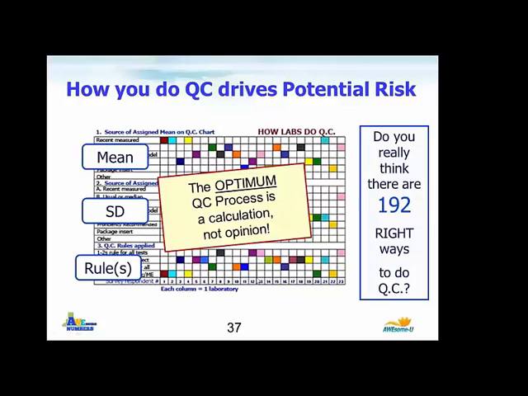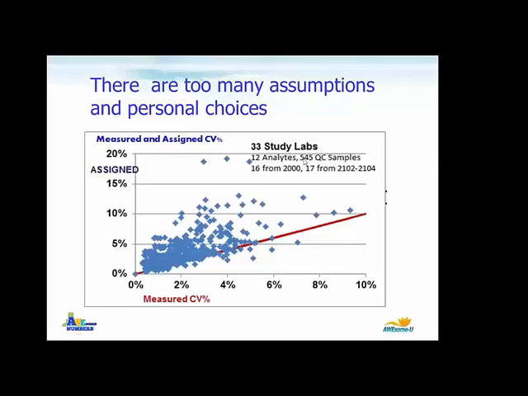The optimum QC process is a calculation. It's not an opinion. This is what people do. This is the study that we were looking at. These are the 33 labs. This is the measured CV on the y-axis versus the assigned on the top. This is a measured CV of 4 with an assigned CV of 20. Almost unanimously, they have assigned the SD higher than it really is. When you assign the SD higher than it really is, that means the QC rule is going to take longer to detect a clinically significant error.